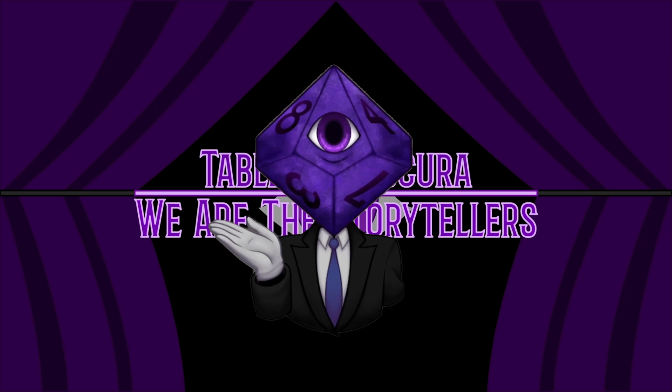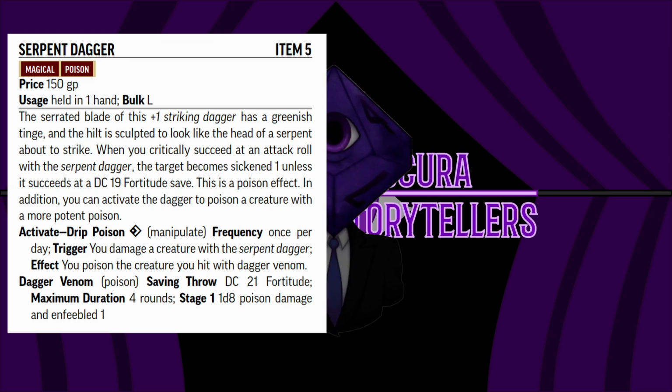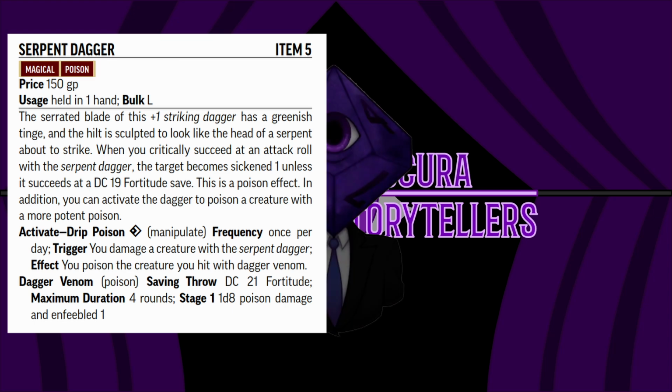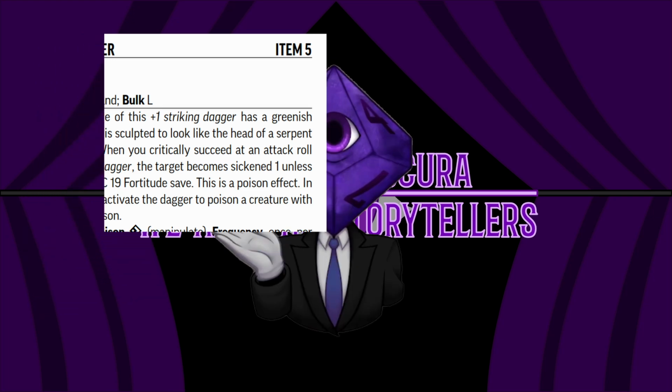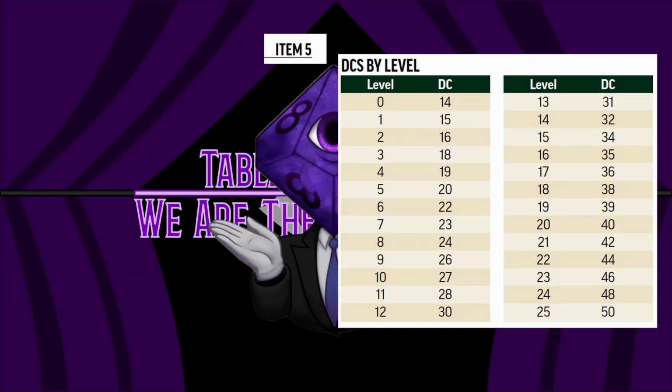Here's the Serpent Dagger, a level 5 item and pretty popular with rogues. The biggest complaint I hear about it is that the DC doesn't scale. The DC 19 and 21 is great when you first get it, but in a couple of levels that DC becomes pretty trivial to overcome. So let's scale it up. To begin with, we need to figure out how the DC relates to the level of the item. To do this, we'll grab the level of the item, in this case 5, and the DC by level chart.